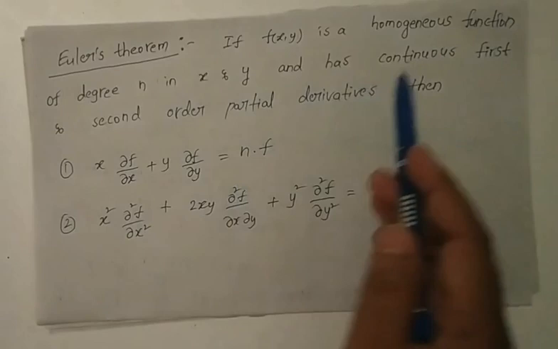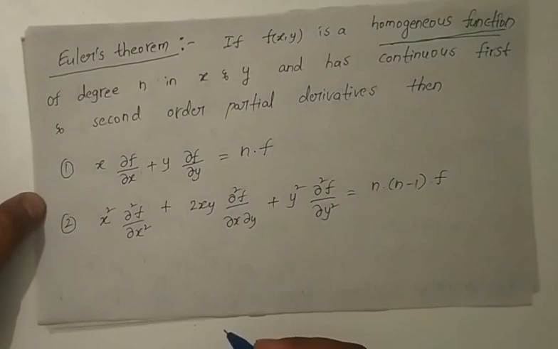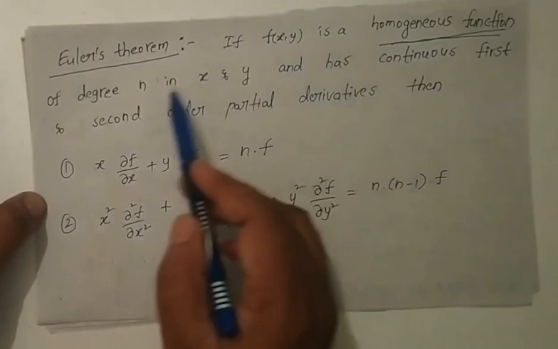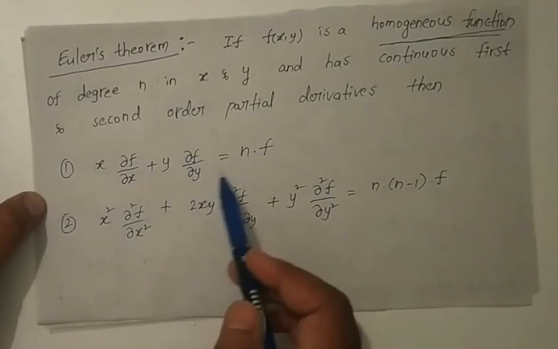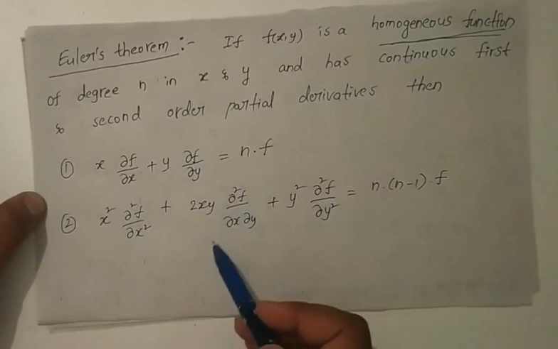Okay. Euler's theorem for homogeneous function is defined as: if f is a homogeneous function of degree n in x and y and also has continuous first order and second order partial derivatives, then x ∂f/∂x plus y ∂f/∂y is equal to nf. x² ∂²f/∂x² plus 2xy ∂²f/∂x∂y plus y² ∂²f/∂y² is equal to n into (n minus 1) f.